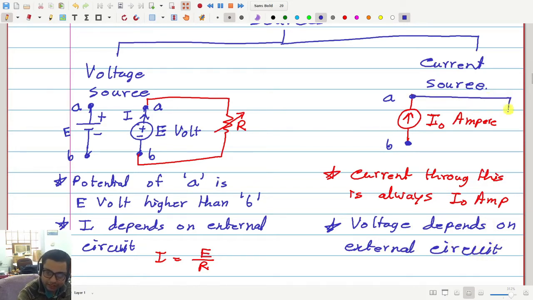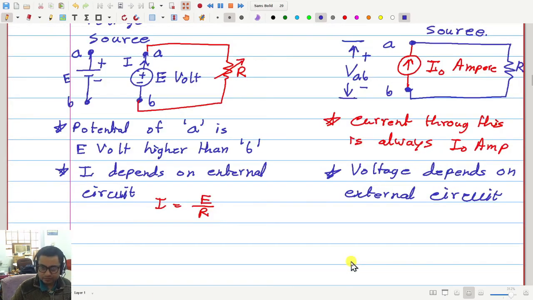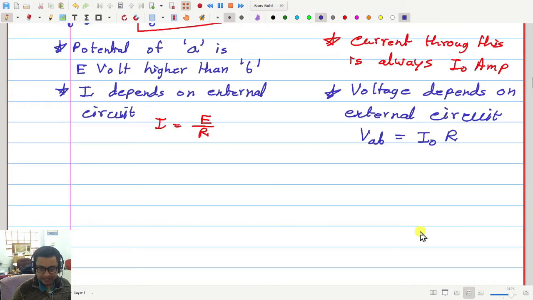So if I connect a resistance whose value is R, then the voltage across this, I can call it VAB, with upper side positive and lower side taken as negative, then VAB will be equal to I naught multiplied by R. And this value depends on R. If I change the value of R, the voltage will also change, but current will never change. This is what we have discussed yesterday.